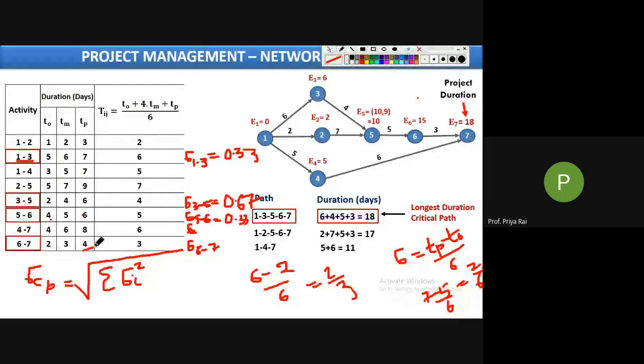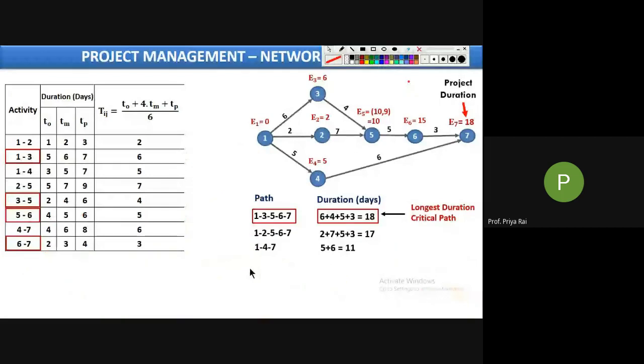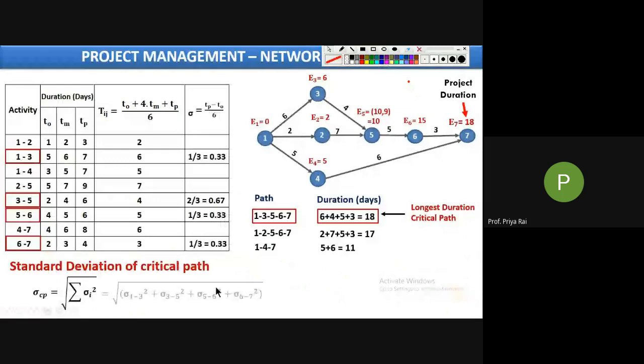So here we will sum the values. Summation, they have taken summation. That means 0.33 square plus 0.67 square, plus 0.33 square, then again plus 0.33 square. So simple like that. You have calculated only these values, then substitute. After substitution, we are getting 0.88.